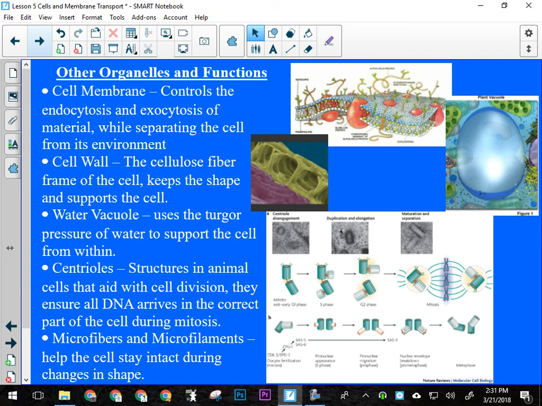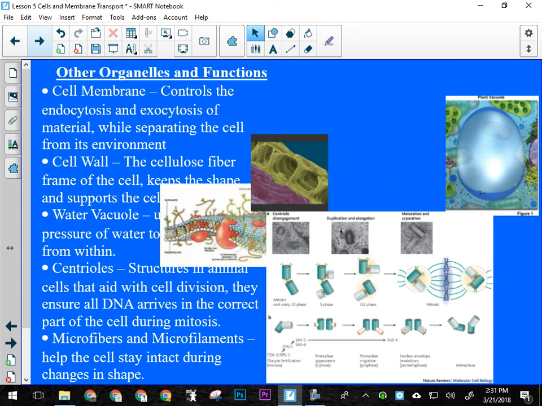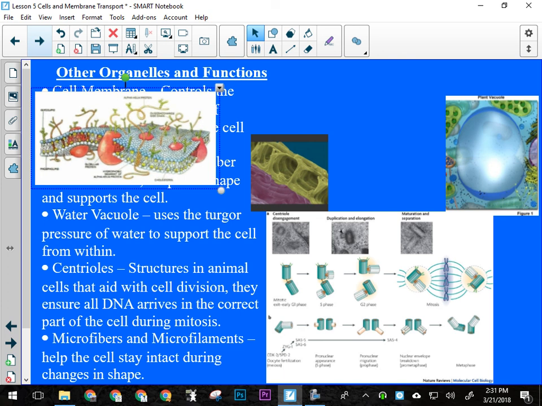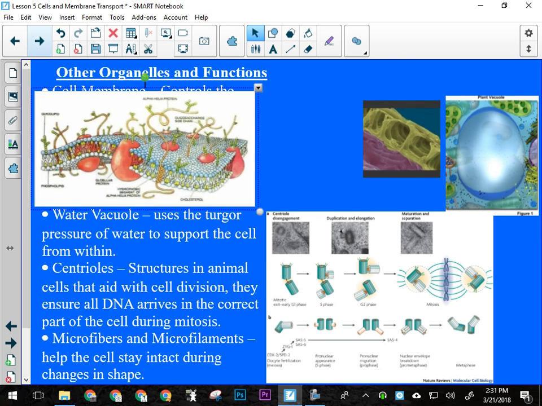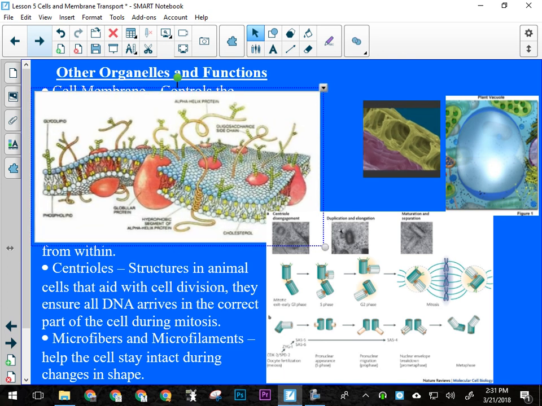Okay, but the cell membrane isn't this layer of cellophane that we kind of envision it to be, that seals up the cell. It's actually quite a bit more complex than that. Okay, it looks like this. Okay, so there's lots of fats. That's what all these little blue and white spheres with the tails on them are.